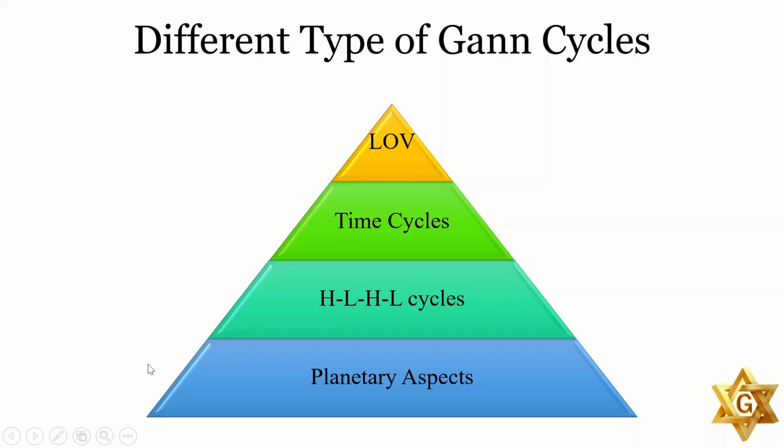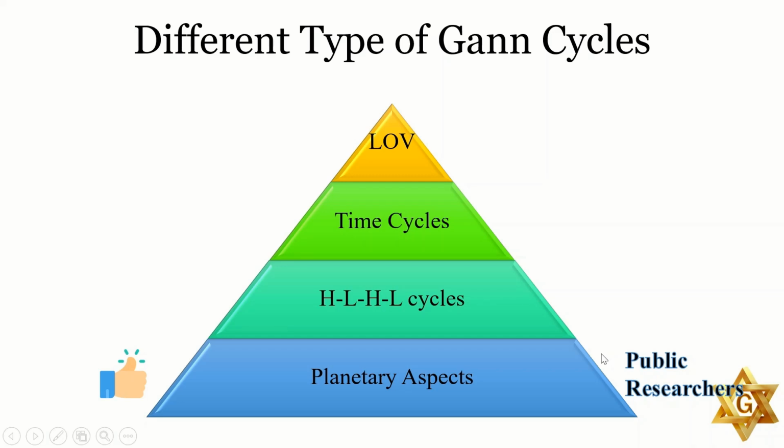Let there be light. There are different types of cycles in the market. These cycles, in the order of importance and win rate, include planetary aspects, high-low cycles, planetary time cycles, and finally LOV cycles. Many traders who start reading Gann's books or astronomy books stop at the first stage, planetary aspects. We talked about this simple but effective strategy, and the trick to improve it in the previous video.